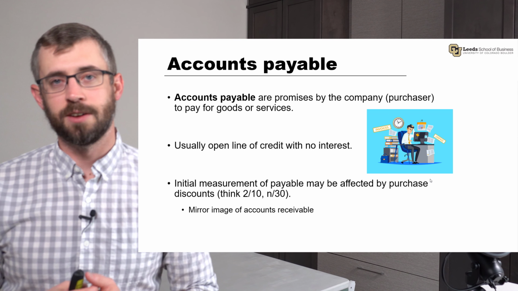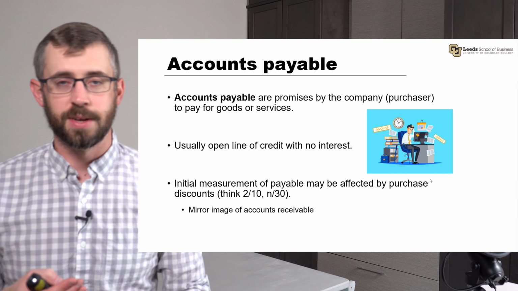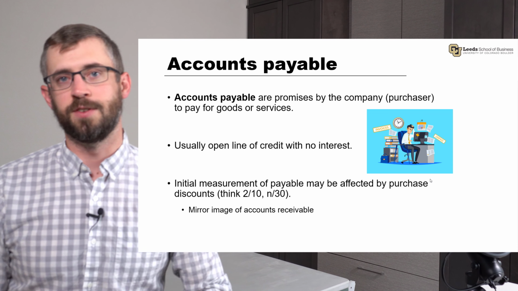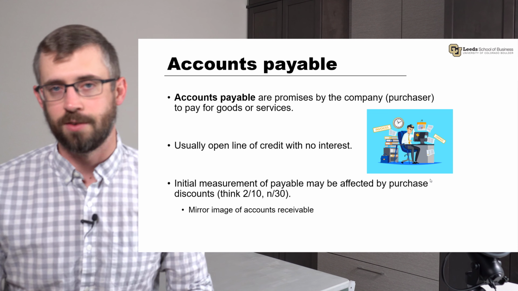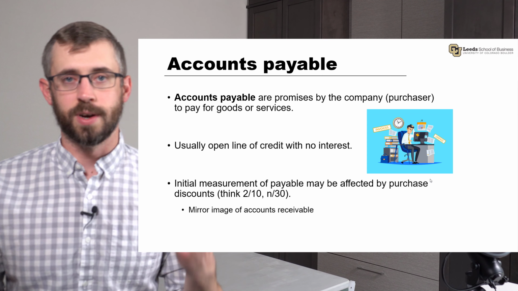Now, also just like accounts receivable, the accounts payable side of things can deal with these payment discounts as well. We learned about the terminology, 2/10 net 30, where if you pay in 10 days, you get a 2% discount. Otherwise, it's due in 30 days. That same thing applies to accounts payable here.